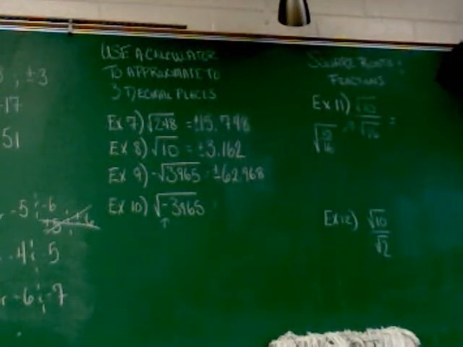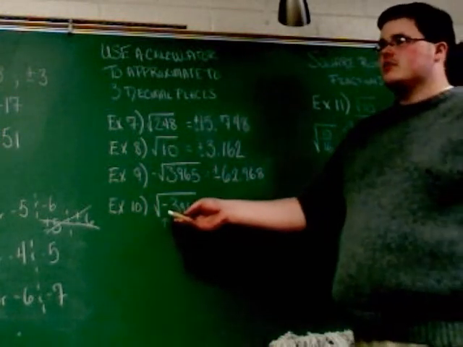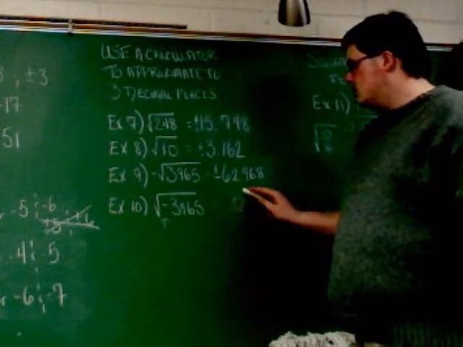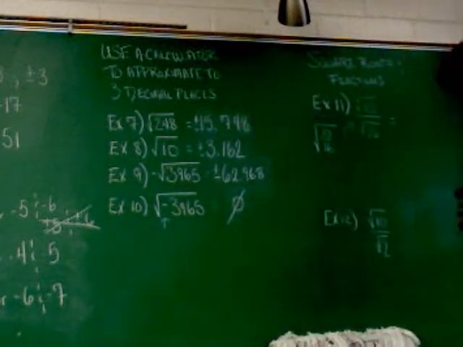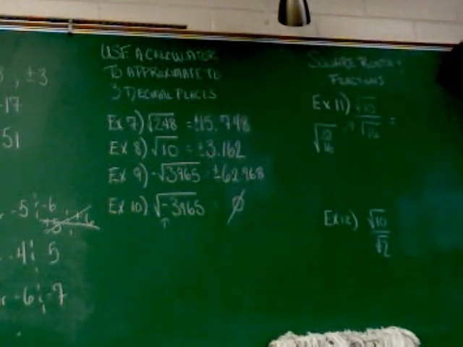All right, example 10. Can example 10 be solved? No, example 10 cannot be solved. Again, the negative is under the square root. That's a no-no. So that one for us right now is going to read no solution. Technically, that would be equal to 62.968 i, i standing for imaginary number. But we're not going to worry about that. We're just going to go with no solution.